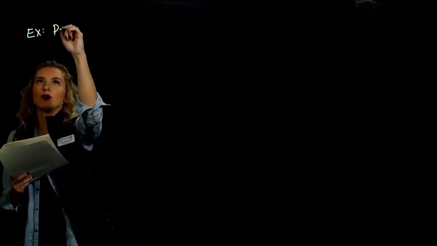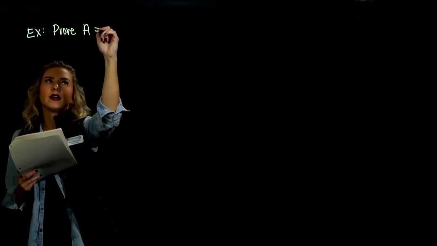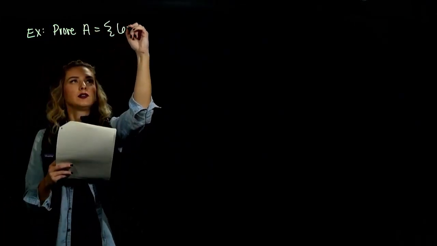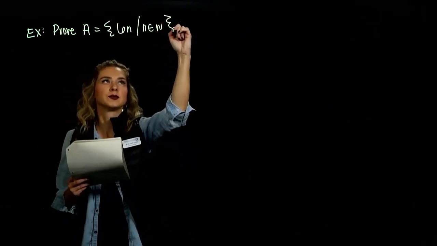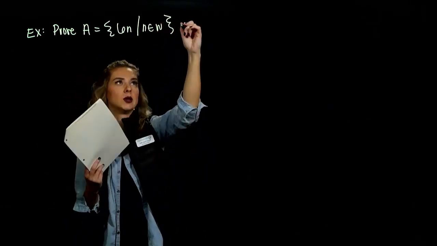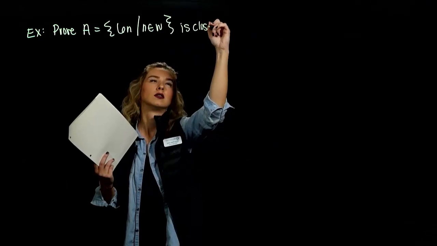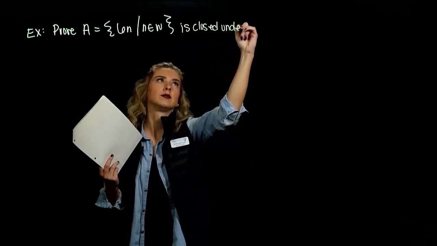So let's take a set definition and actually prove that it's closed under the operation addition. So we're looking at this example. We want to prove that the set A, which consists of 6 times some number, and that number has to come from the whole numbers, is closed under addition.